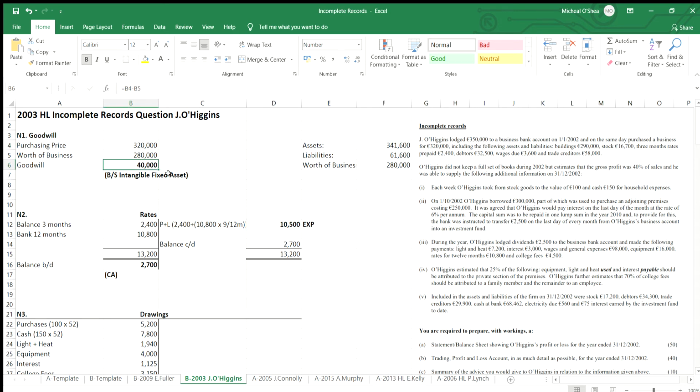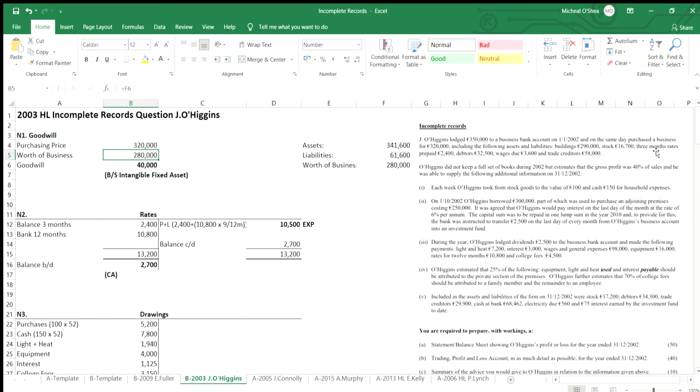Goodwill is an intangible fixed asset. It's additional money that we'll pay for purchasing a business, generally due to things like the business's brand, increasing the value of what the business's worth would be. So we paid 320 for a business, and we found the business was worth 280 because that is the assets minus liabilities. 320 minus 280 is 40,000. That is our balance sheet figure for goodwill, an intangible fixed asset.